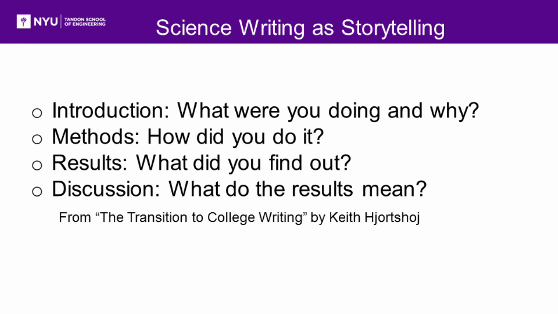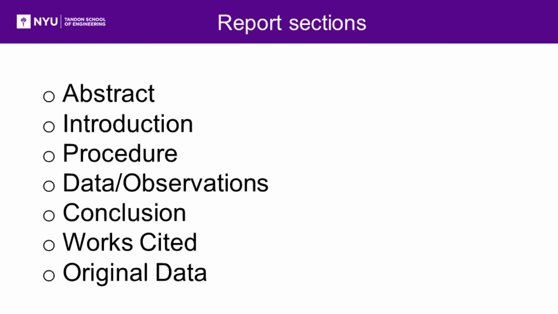The book I am referring to here is by Keith Hjortshoj, The Transition to College Writing. And he says, essentially, this is what you're doing in science writing in college. You're asking in the introduction, what were you doing and why? In your methods, what we call procedure, how did you do it? In your results, what we call data and observations, you're asking, what did you find out? In your conclusion and discussion, what does it all mean? These are the major sections of the lab report.